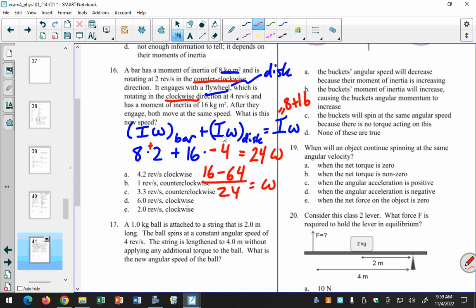Oh, that's 2. Yeah, so that's negative 2 is equal to omega. Because it's negative, that means it's clockwise. So E is the right answer. You almost certainly have a question like that.